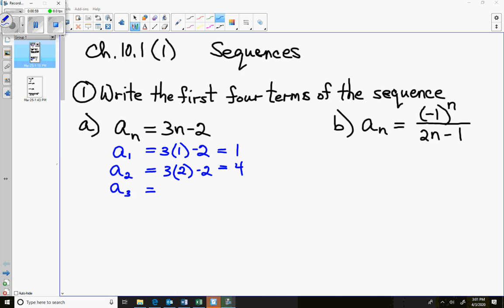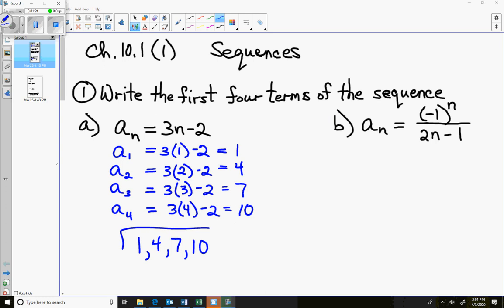A subscript 3, that means the third term. And then the fourth term. So, what are the first four terms of this sequence? 1, 4, 7, 10.